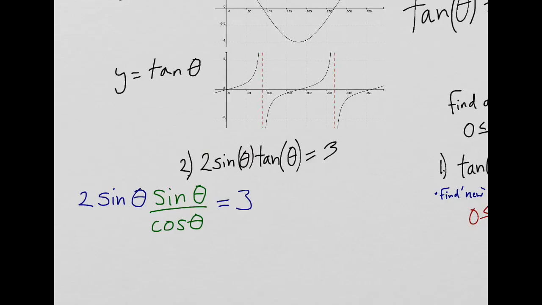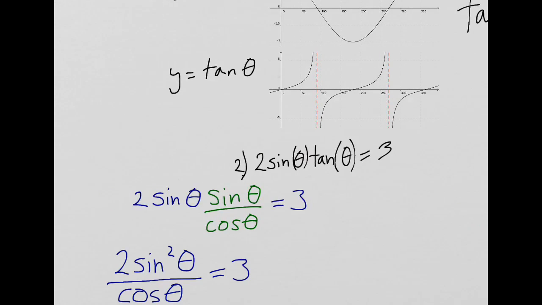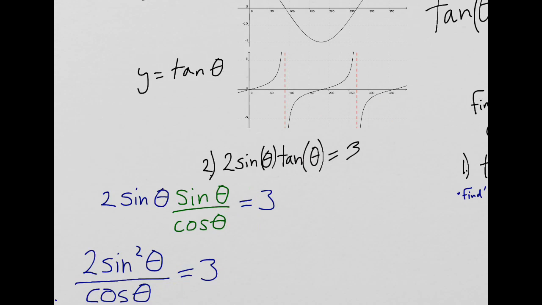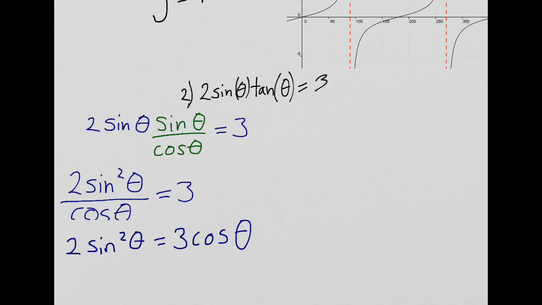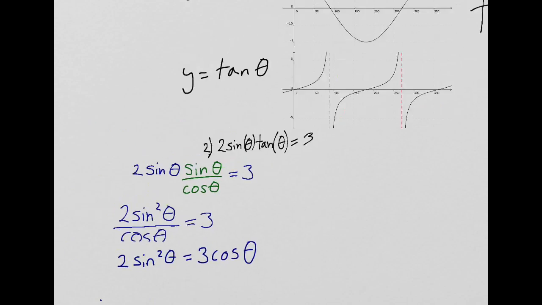Okay, so if we multiply this out, we will end up with 2 sine squared theta over cos theta equals 3. Then we can try and rearrange this. So 2 sine squared theta equals 3 cos theta. Okay, so we still can't really solve this one. Let's go back to our trig identities again.